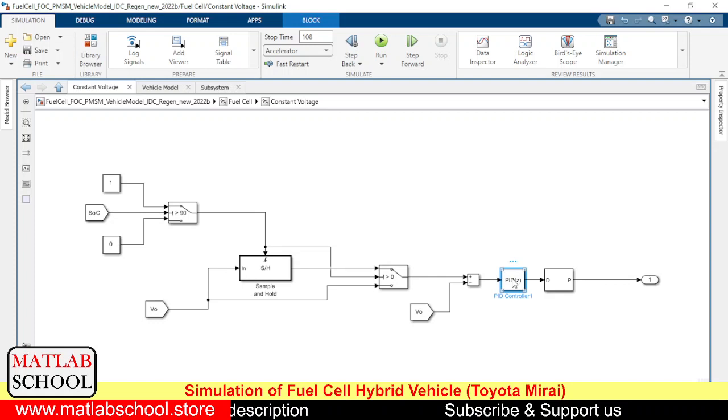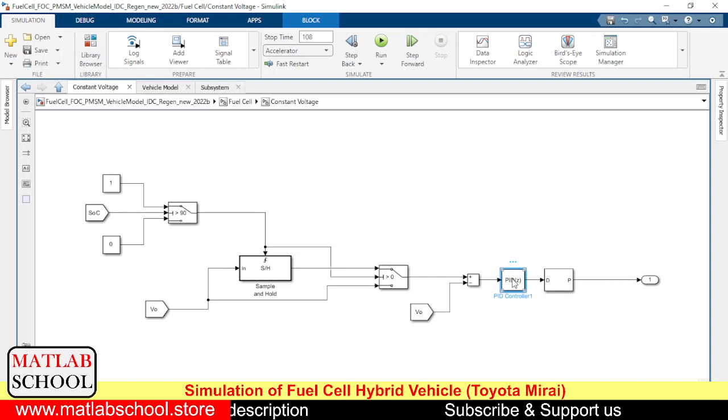Then we are cutting off the fuel cell supply as soon as the current crosses 400 amps. So when 400 amps is crossed, we will cut off the battery from getting charged from the fuel cell.